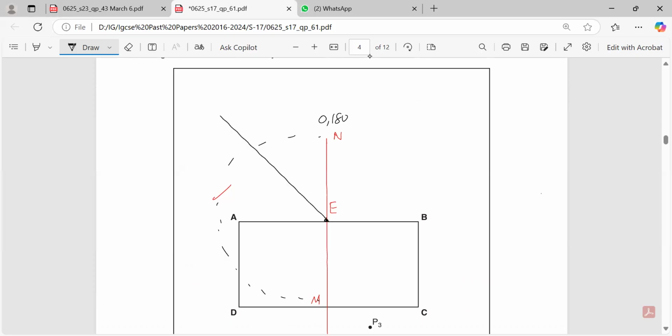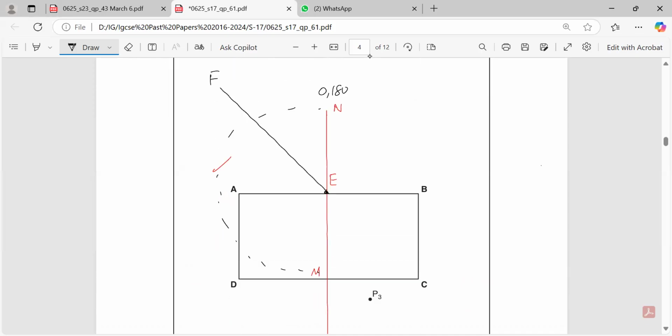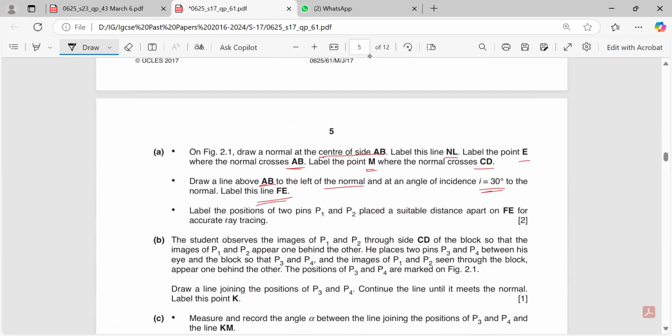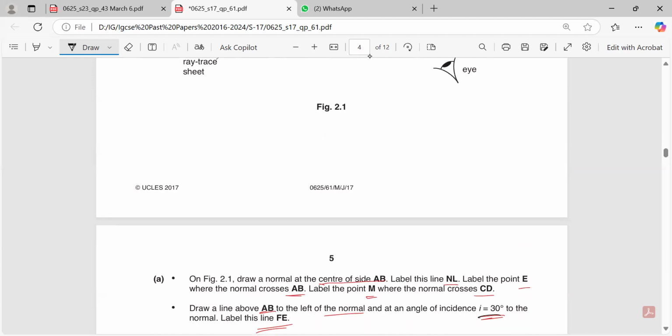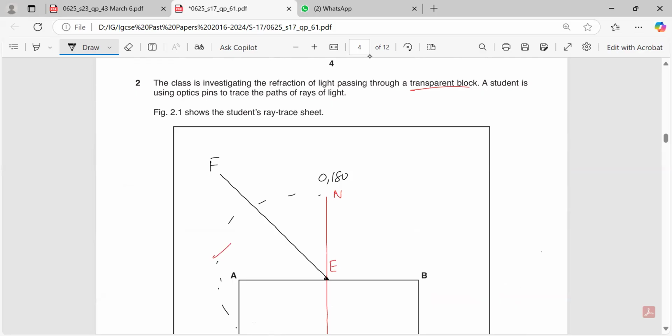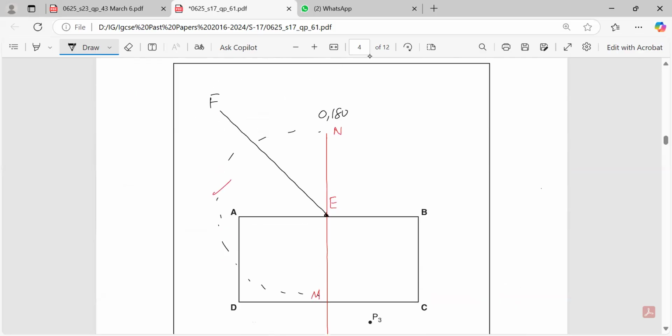So this is E and I'm writing F here. Why am I writing F here? It is mentioned: draw a line above AB to the left of the normal at an angle of incidence of 30 degrees. Label this line FE. E is already marked, so the other end of the line will be F. Let this angle be 30 degrees, and it is with the normal, of course.